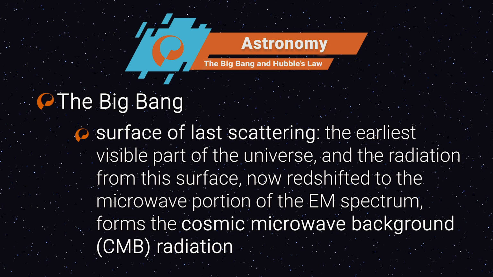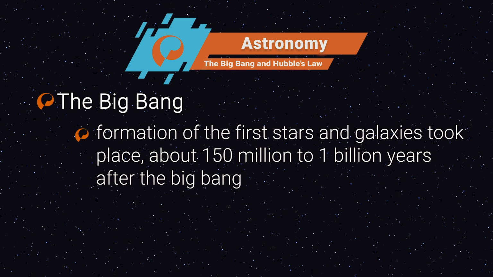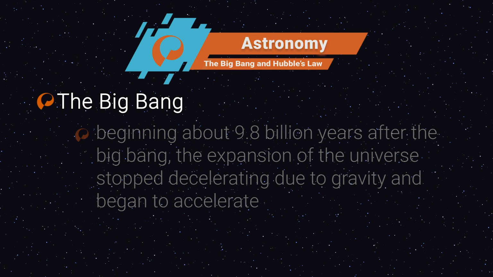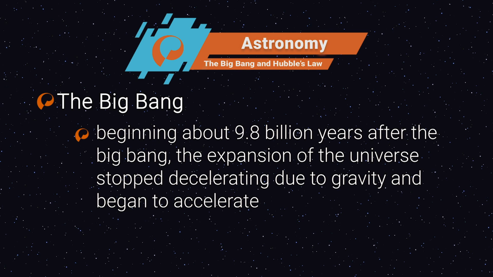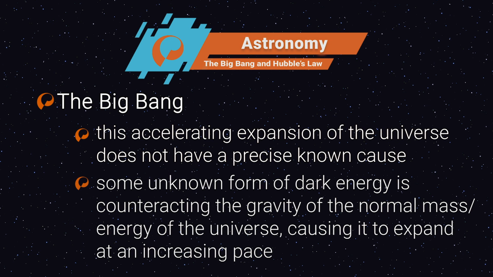Measurements of the CMB can be used to pinpoint the age of the universe at 13.8 billion years. Formation of the first stars and galaxies took place about 150 million to 1 billion years after the Big Bang. Beginning about 9.8 billion years after the Big Bang, the expansion of the universe stopped decelerating due to gravity and began to accelerate. This accelerating expansion of the universe does not have a precise known cause. Some unknown form of dark energy is counteracting the gravity of the normal mass energy of the universe, causing it to expand at an increasing pace.